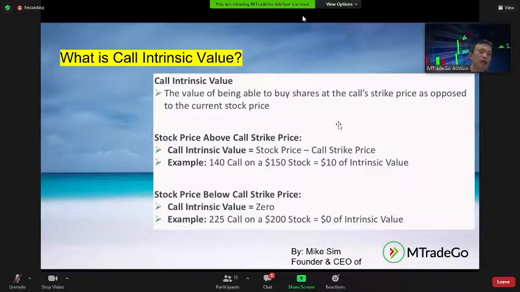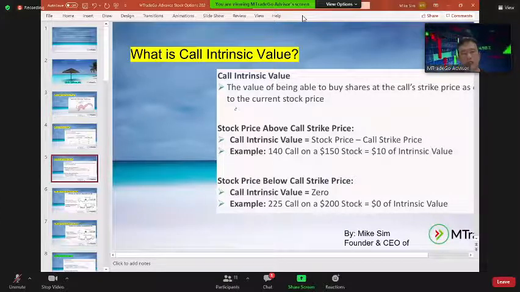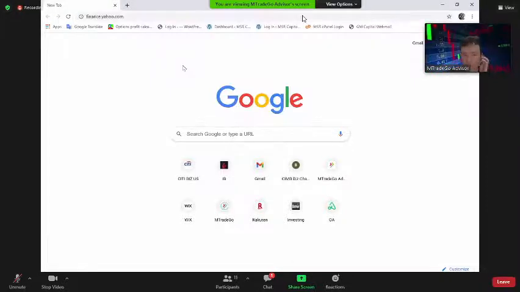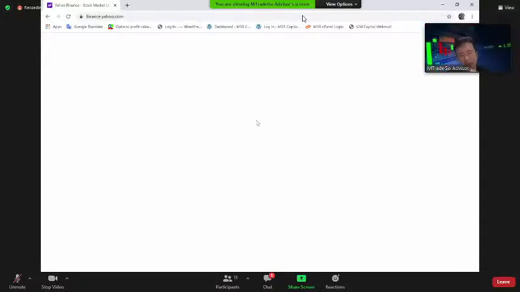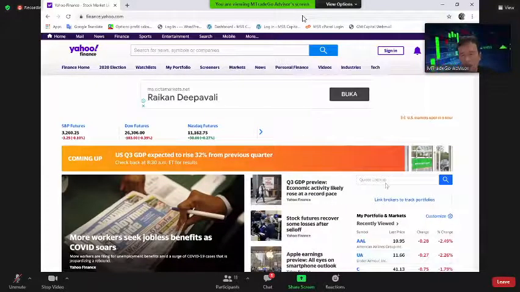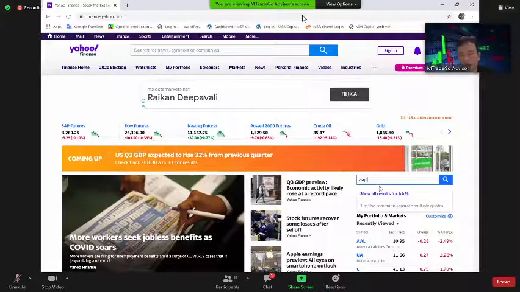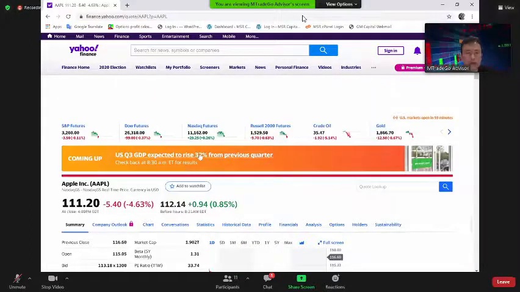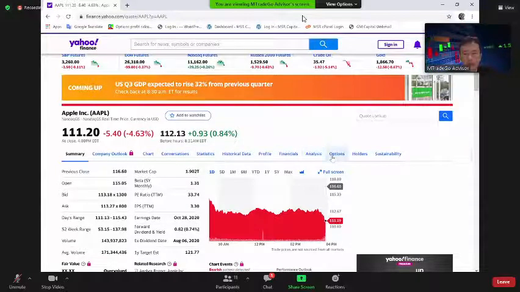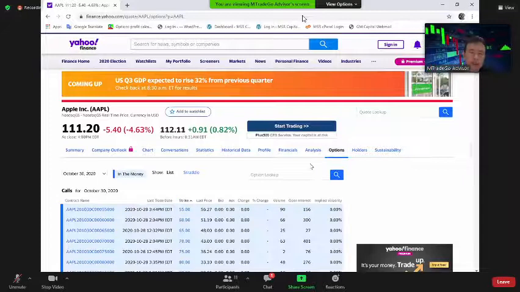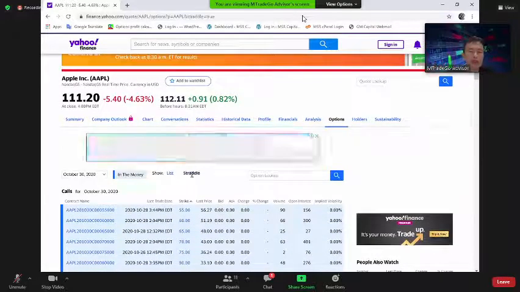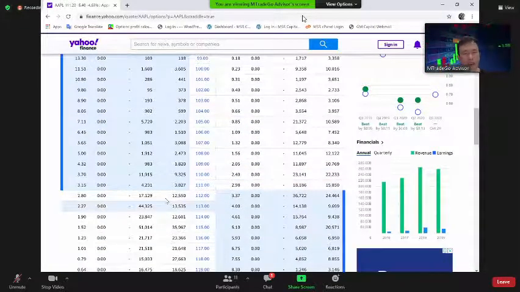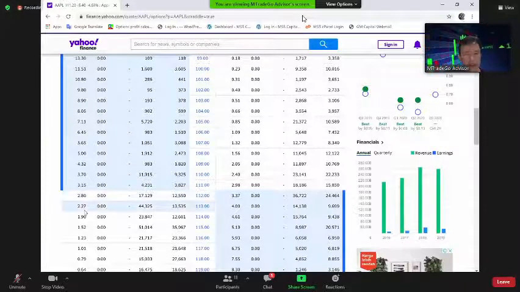So maybe I try to go into the example here, so at least you guys can see. We're using Yahoo because Yahoo is very good. We look at Apple again. Why we're using Apple is because it's a very good stock for you to trade options. We go to options, then we go to trader. I like using trader because I can see both sides, call and put. Meaning that above all these prices, all these are extrinsic value already.